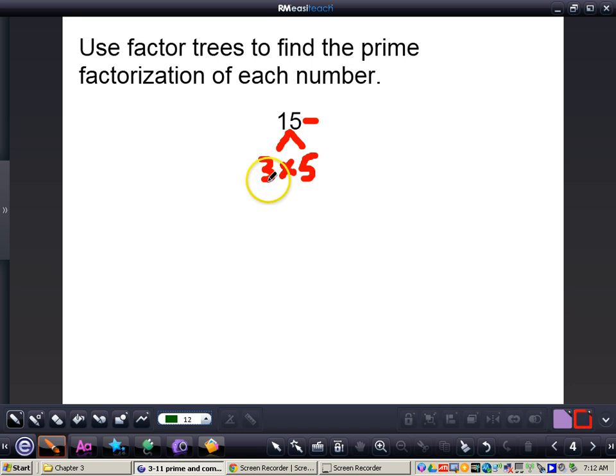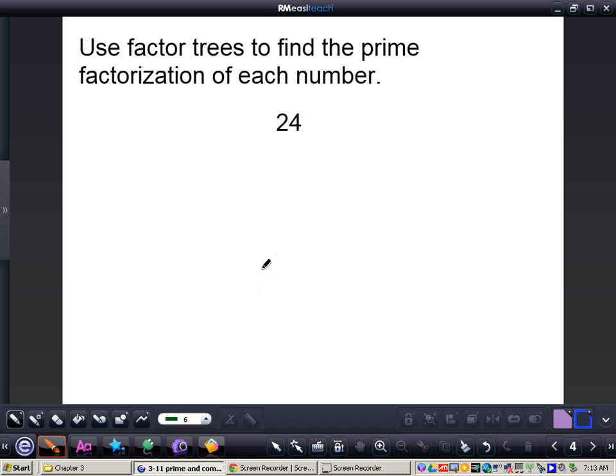Now I look at my 3 and I think about, is there anything other than 3 times 1 that can equal 3? I look at 5, is there anything other than 5 times 1 that would equal 5? Or if I can identify some prime numbers, then I would know that there would not be anything that would equal that number. So I know that nothing else other than 3 times 1 equals 3, nothing else than 5 times 1 equals 5. So that means that 3 and 5 are both prime numbers. Okay, so this gives me the prime factorization of 15. They will not always be this easy. So 3 times 5 is the prime factorization of the number 15.